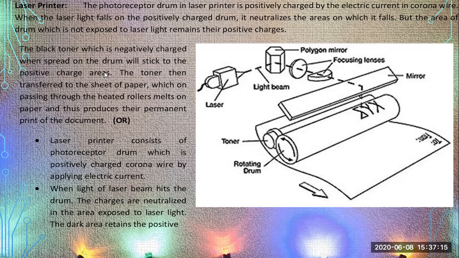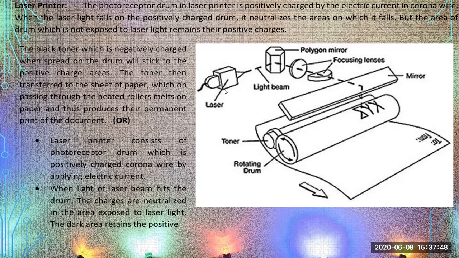So when the black toner, which is negatively charged, is pressed on the drum, it will stick to the positive charge area. The toner is then transferred to the sheet of paper, which passes through the heated rollers. These rollers melt the toner on the paper and produce the permanent print of the document. So this is the simplest procedure which is followed in a laser printer.